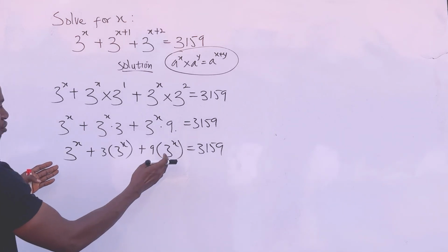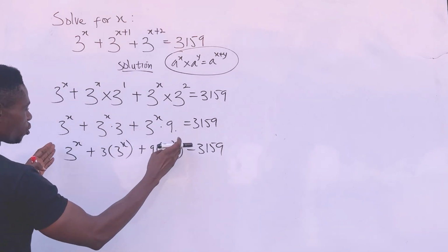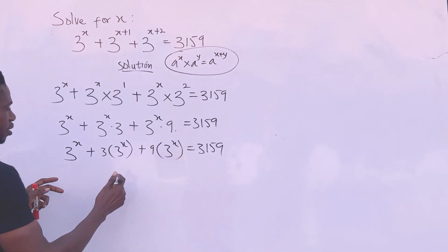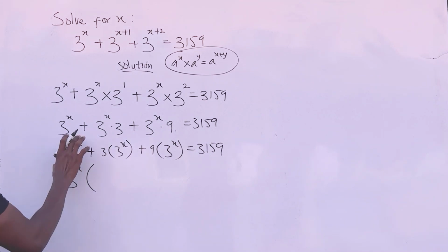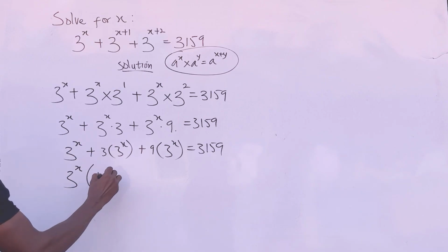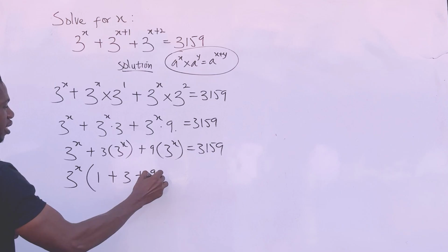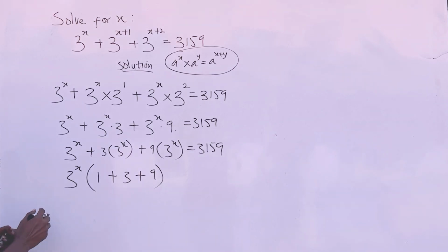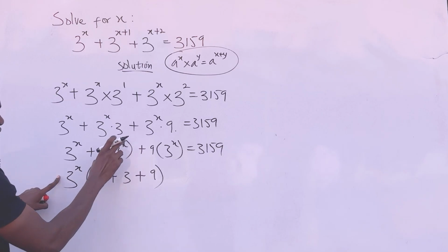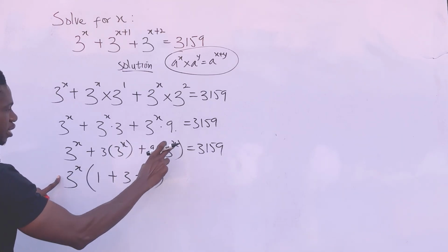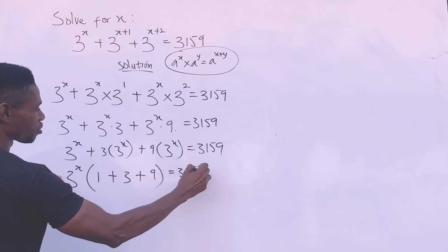From here we can factorize easily because this 3 raised to power x is common to all the terms here. We can factorize with 3 raised to power x, and what we'll have left here is 1, plus what we'll have left here is 3, plus what we'll have left here is 9. That's 3 raised to power x multiplied by 1 is 3 raised to power x, 3 raised to power x multiplied by 3 is this, and 3 raised to power x multiplied by 9 is this. So we have equal to 3159.